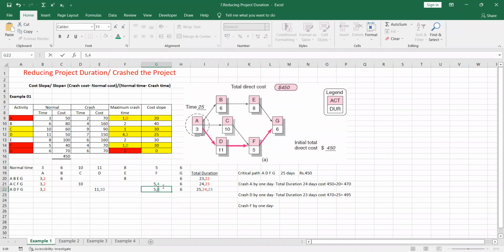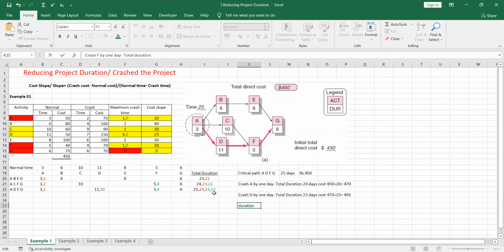So after reducing the F activity by 1 day, what is the total duration you are getting here for the ACFG? It should be 22, right? So the 22 is here. And the second part, ADFG, is also 22. Right? Crash F by 1 day. That means the total duration. So what is the total duration?